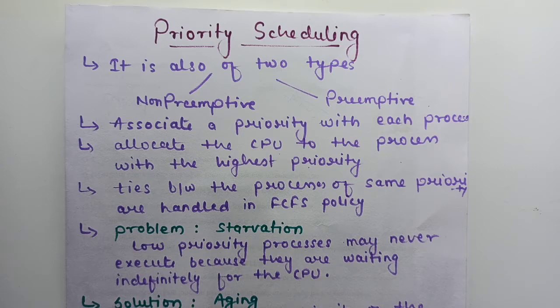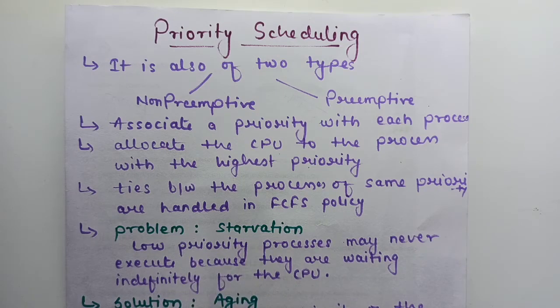So let's start our next topic, that is priority scheduling. In the series of operating system subject, we were covering the CPU scheduling topic, and in that topic we are here with the next scheduling algorithm, that is priority scheduling algorithm. This priority scheduling algorithm is of two types, that is non-preemptive and preemptive, like other scheduling algorithms that we have seen in the previous videos.